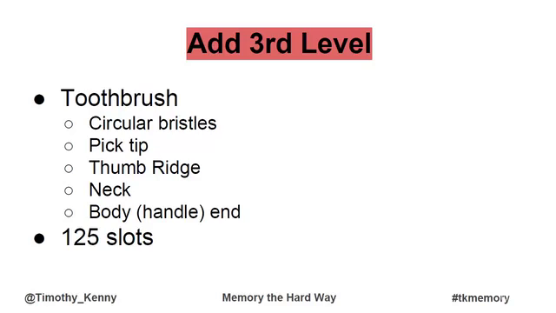Now we're talking about the third level. So we pick one of those 5 things and then we zoom in a level further and we look for 5 different unique contours, unique parts of that object. So we're looking at the toothbrush. It's got circular bristles, it's got a pick tip, it's got a thumb ridge, it's got a neck, and it's got a handle on the bottom of the body, which is the other end of the bristle side.